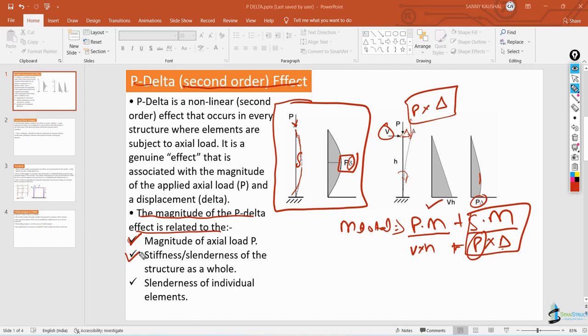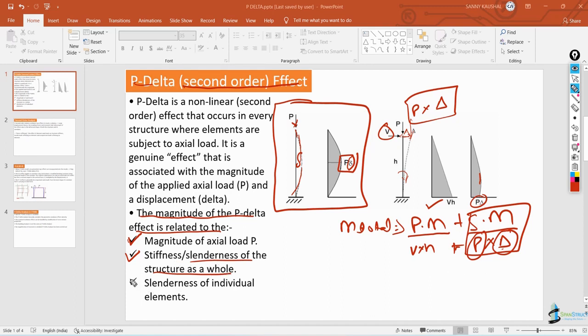Second is the stiffness, or we can say the slenderness, of the whole structure. If your building's stiffness is very low, in that case your deflection will be more, because I told you in the previous stiffness classes that if your structure is more stiff, then displacement will be very less. If your structure is less stiff, displacement will be more. So where there is more stiffness, less deflection will come, and in that case the second order effect, that is P delta, will also decrease. So this also depends upon the stiffness that the whole structure is providing.